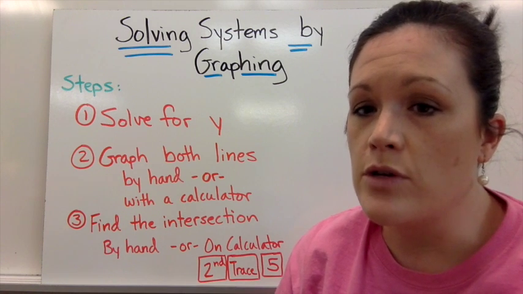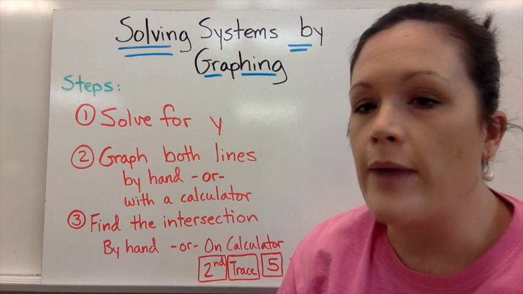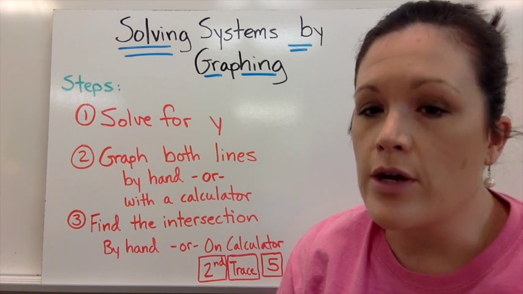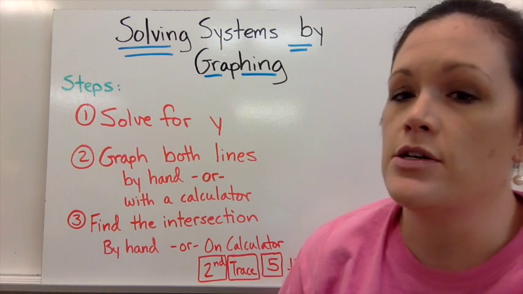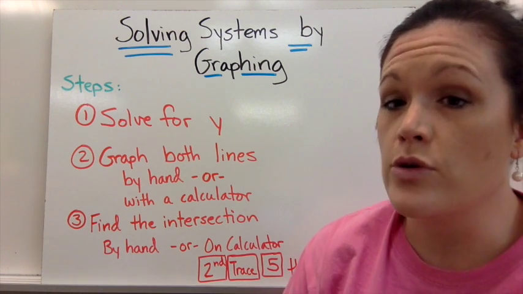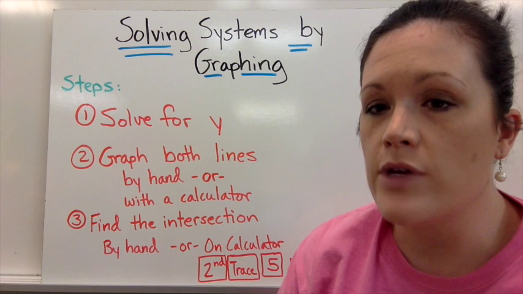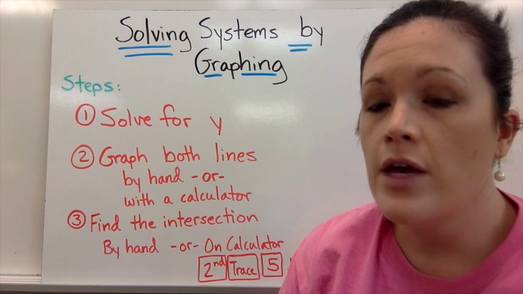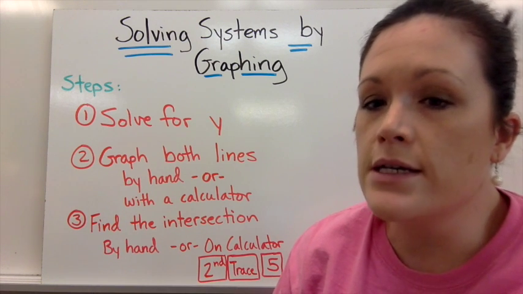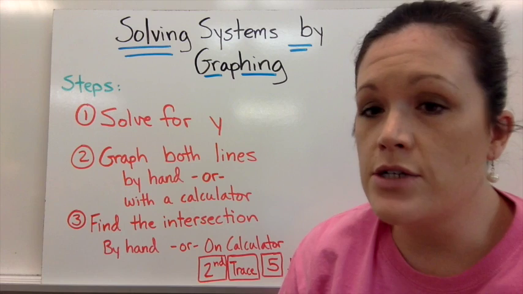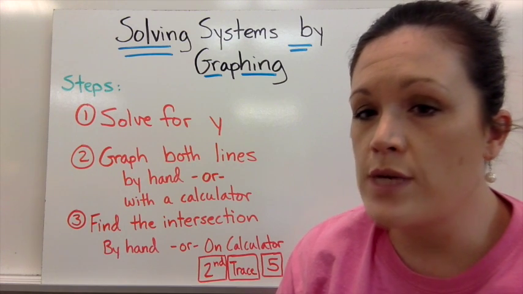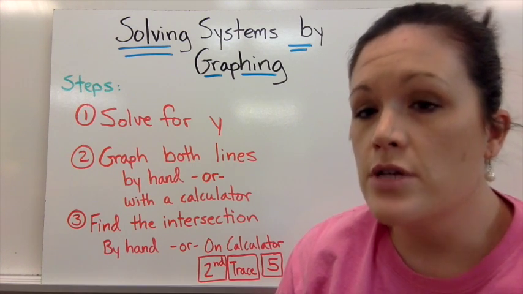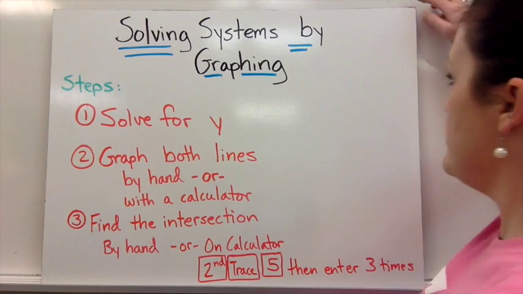The second thing you want to do is graph both lines. You can either graph them by hand or with your calculator. And the third thing is to find the intersection of the two lines. So you can either do that by hand, by plotting and figuring out where they touch on a graph, or in your calculator, you hit second, trace, number 5 is intersection, and then you hit enter 3 times to get the answer. So let's look at some examples.